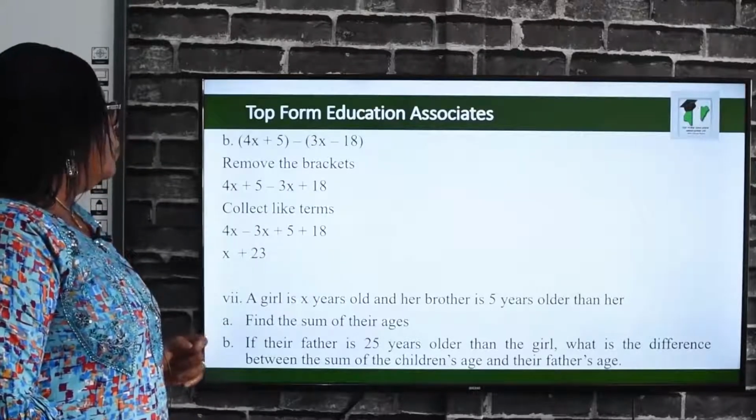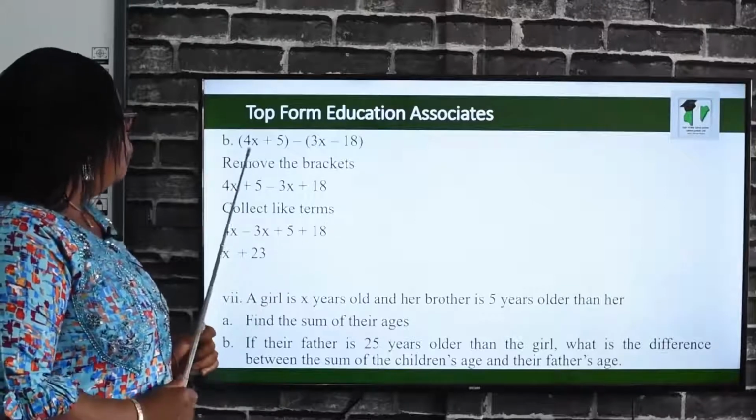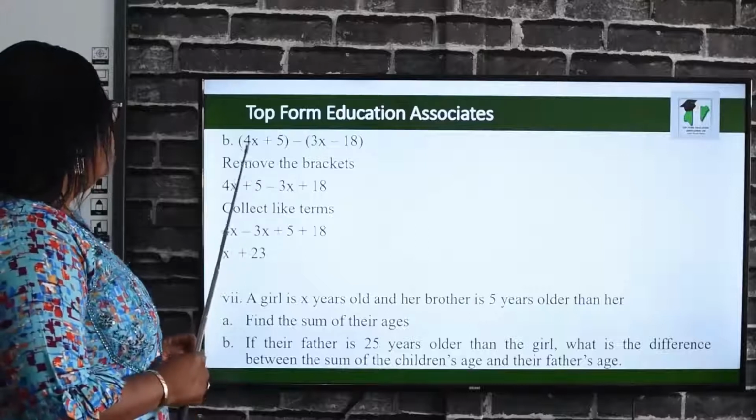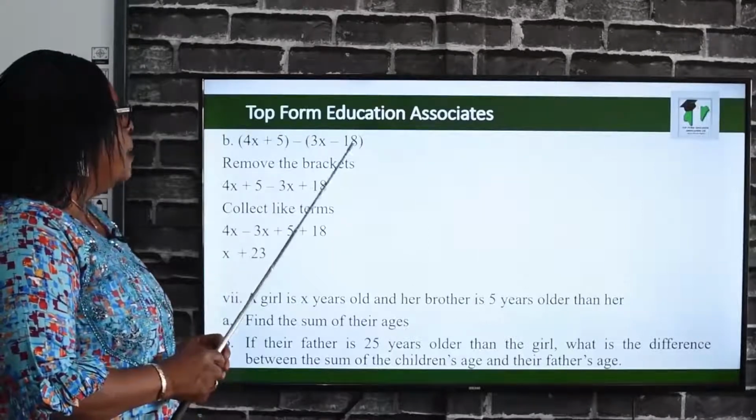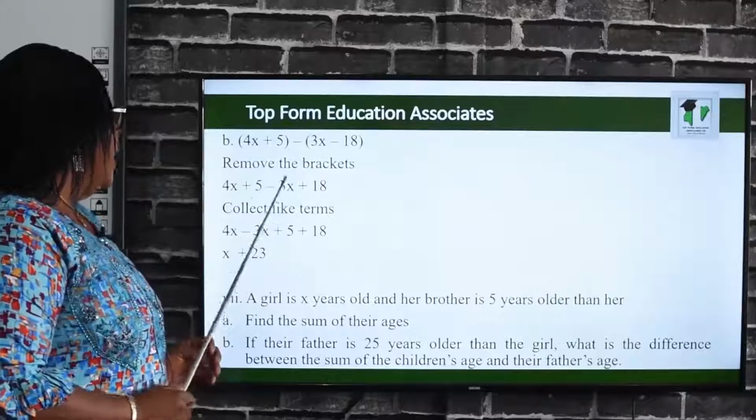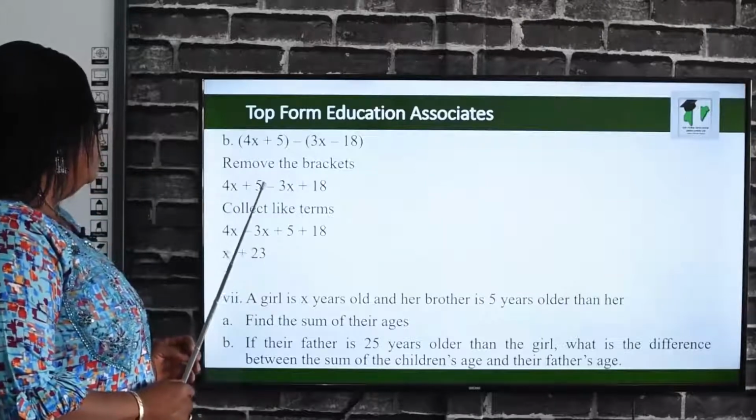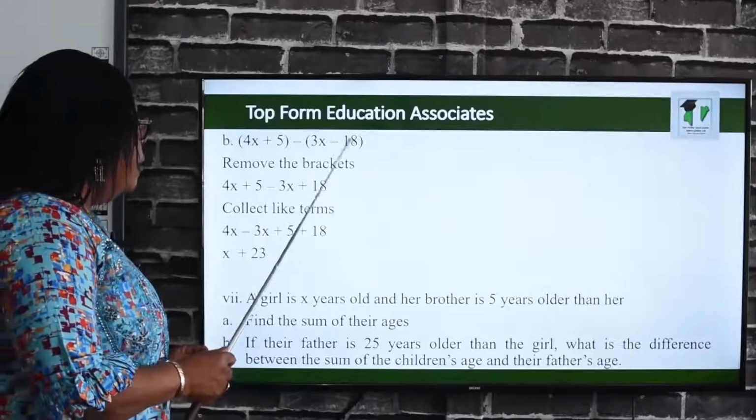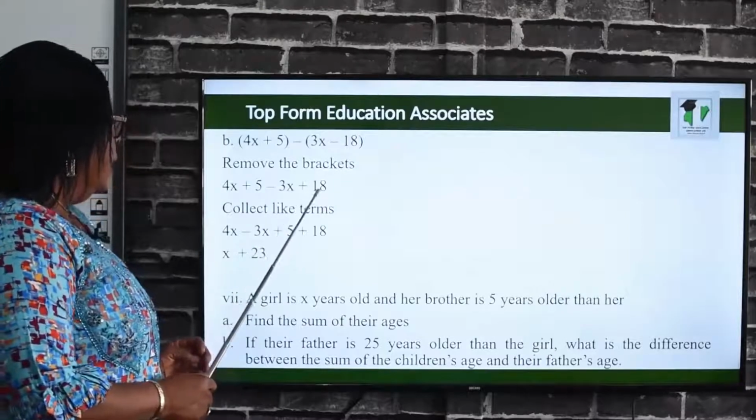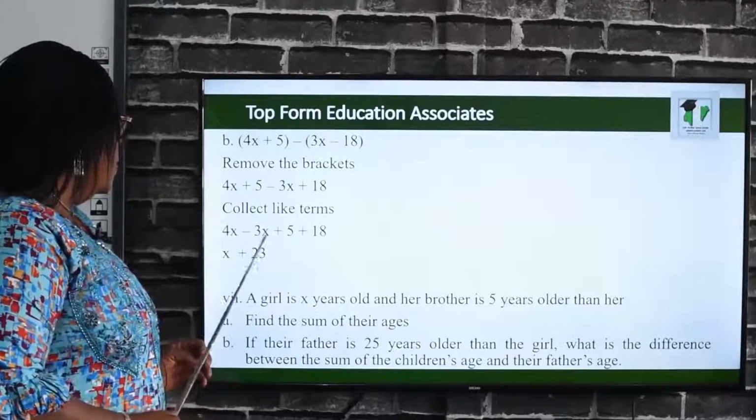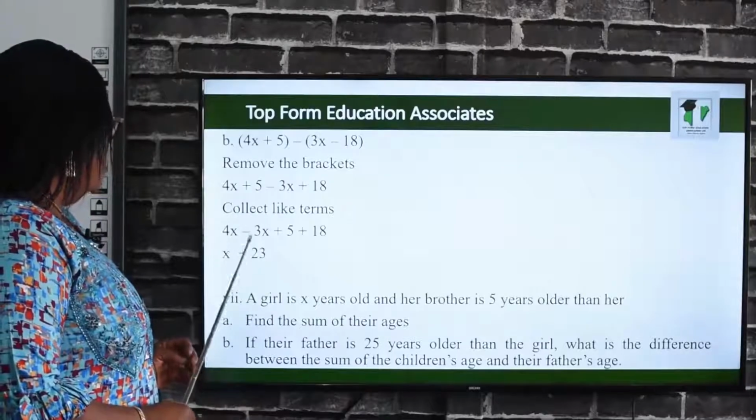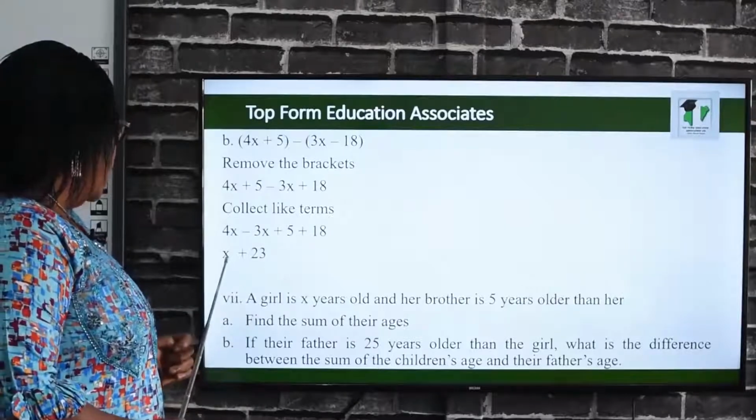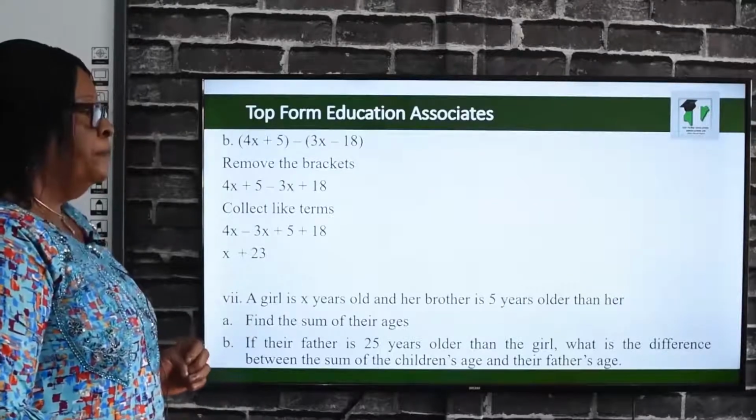The B part of the question says, subtract this sum from 4x plus 5. So it is 4x plus 5 minus the bracket 3x minus 18. Remove the brackets. You have 4x plus 5 minus 3x. Because of this minus sign, minus 18 becomes plus 18. Collect like terms. That would be 4x minus 3x plus 5 plus 18, giving us x plus 23.